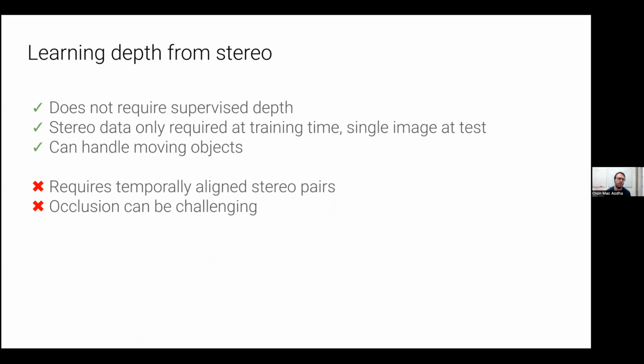Okay, so learning from stereo data is great because it doesn't require supervised depth. We just need the stereo data at training time, and we can do single images at test time. We can handle moving objects because basically we have to deal with them at training time. It does, though, require temporally aligned stereo pairs. And occlusion can be a challenge because obviously in a stereo setting, there are going to be some pixels that are visible in one camera and not the other, and so on.